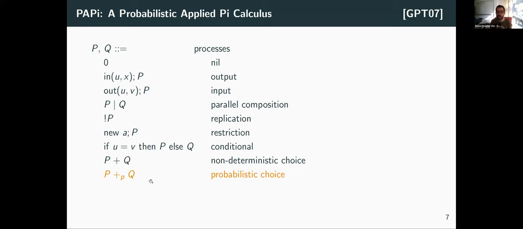And then we have this probabilistic choice, where we're saying, for instance, execute P with probability, let's say, 1/3, and Q with probability 2/3. So we are just adding this new operator and enriching our language.